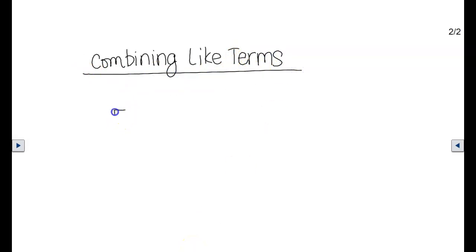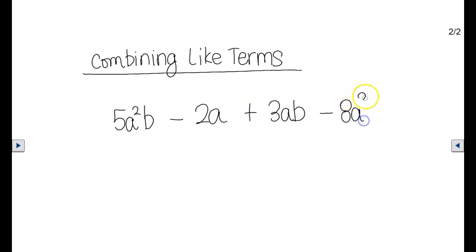So we saw problems like 5a squared b minus 2a plus 3ab minus 8a squared b minus 10ab. Now remember, the terms are the parts of this problem. So here is one term, 2 terms, 3 terms, 4 terms, 5 terms.